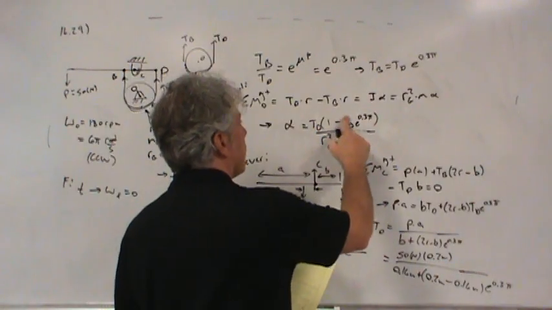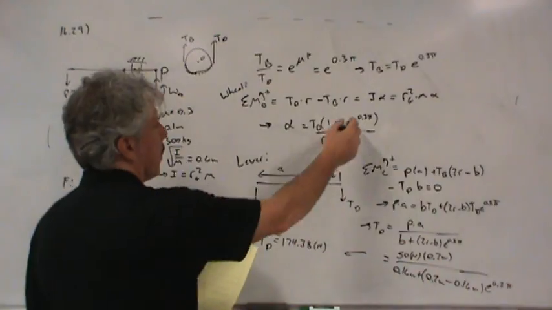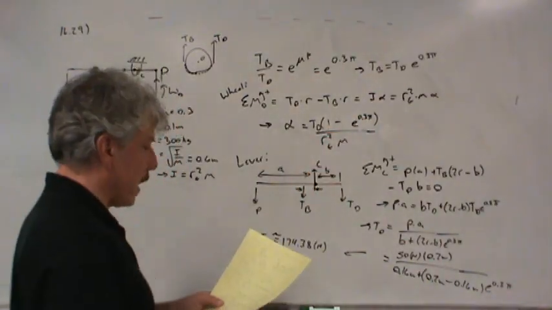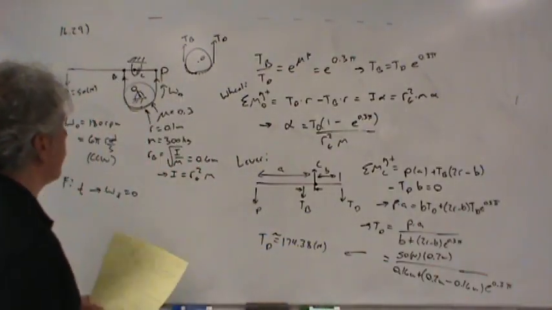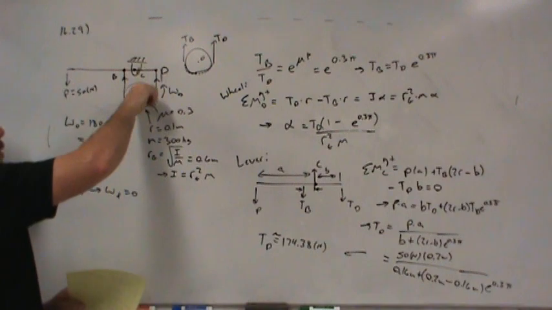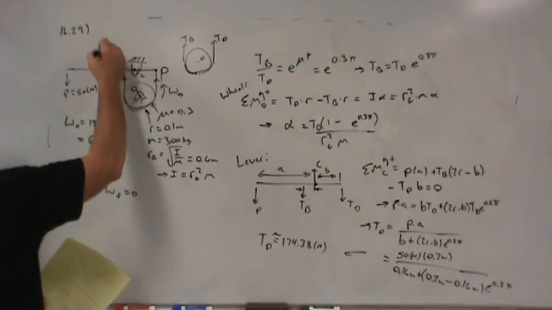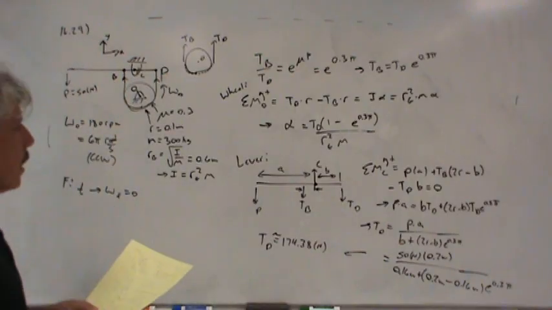Right, 1 minus e to the 0.3 pi. Of course, e to the 0.3 pi is greater than 1, so we get a negative number, but that's okay, because the acceleration you would expect to be negative, right? If we're rotating this way and it's slowing down, then the acceleration is in the negative direction. I guess technically I should set up an XY coordinate system, but it's the typical thing we would use.